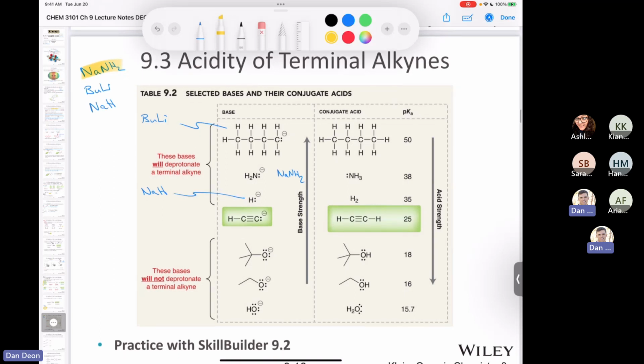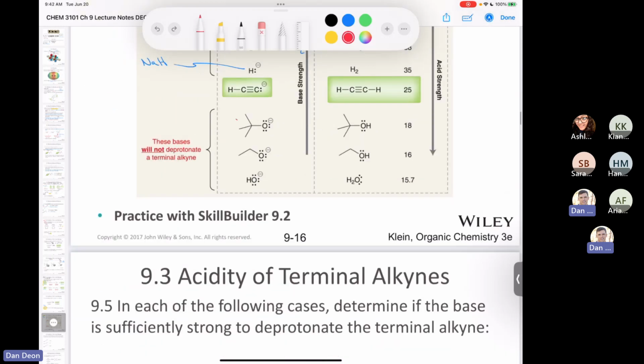And you see that none of the alkoxides are strong enough, right? T-butoxide, ethoxide, hydroxide, none of those will suffice. Why? Because the pKa of their conjugate acid is lower than the terminal alkyne. And so if you have a lower pKa, that means it's a stronger acid, so that means it produces a weaker base. All right? So that's kind of the rationale there.